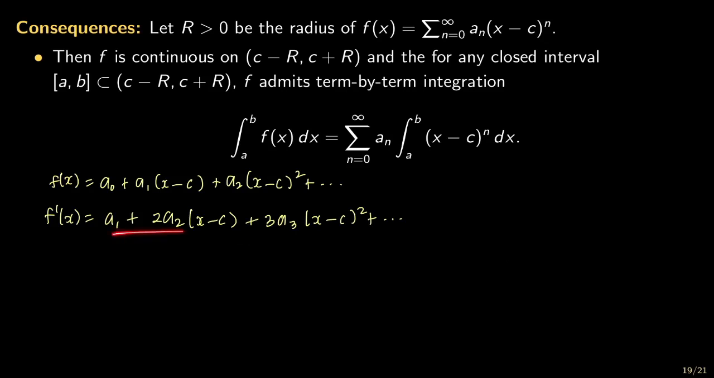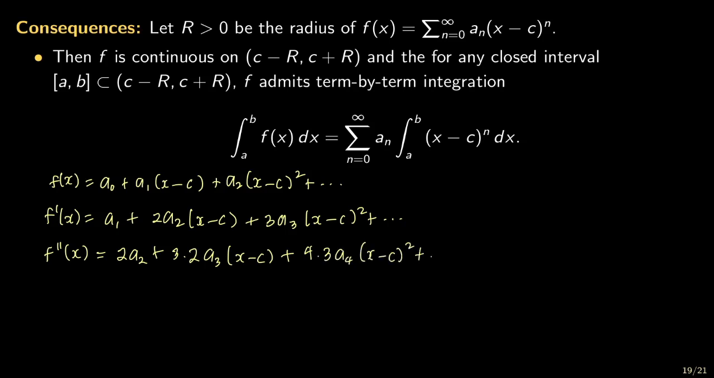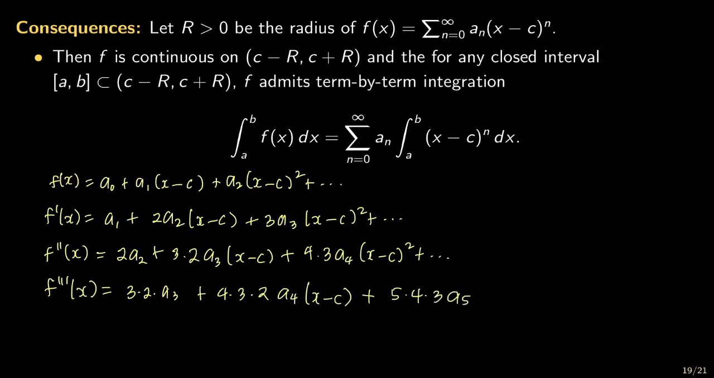Since this is a power series again, the same theorem can be applied here. So in fact, there is not only a first derivative. You also have a second derivative, right? The series of the second derivative is 2a2 plus 3 times 2 a3 times (x minus c), plus 4 times 3 a4 times (x minus c) squared, and so on. If I take the third derivative, let's go up to the fourth. You can see the pattern. 3 times 2 times a3 plus 4 times 3 times 2 a4 times (x minus c). The next one is 5 times 4 times 3 a5. So what I'm really doing is induction.